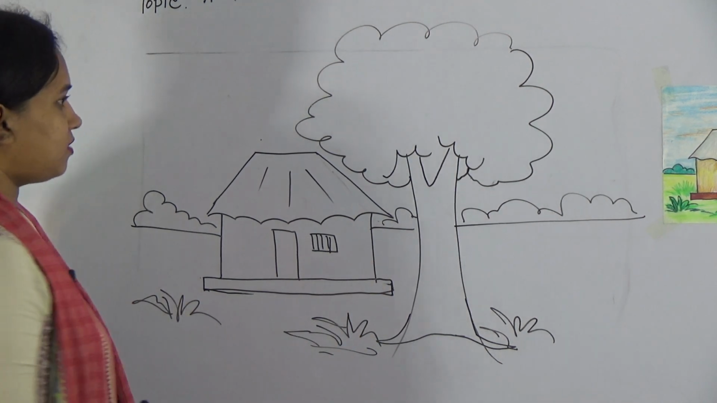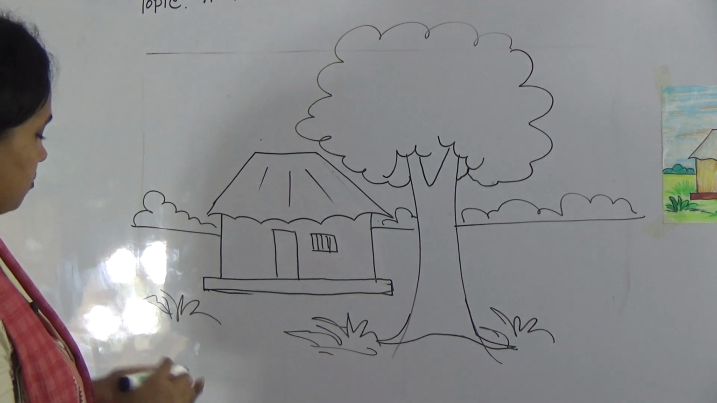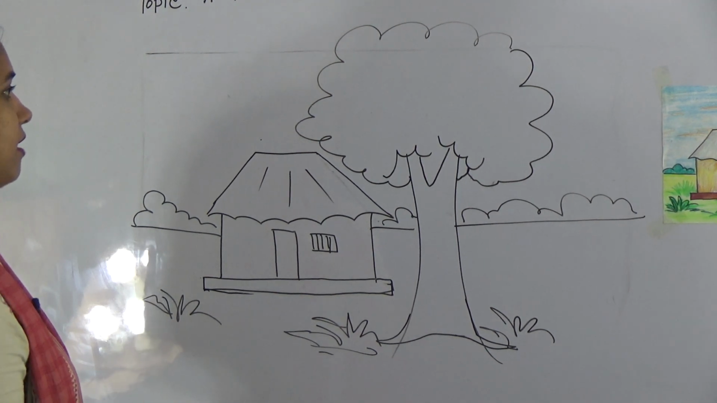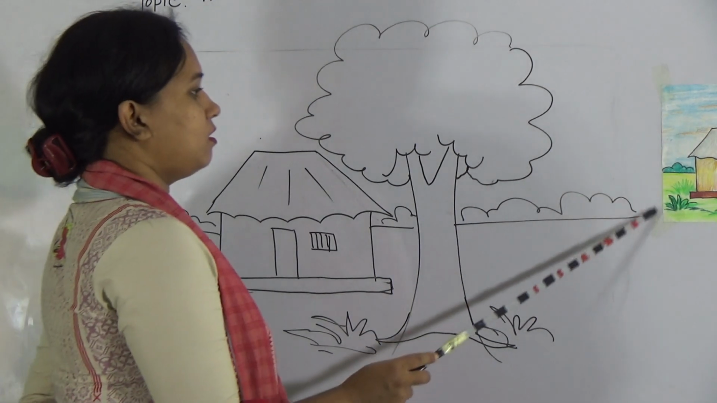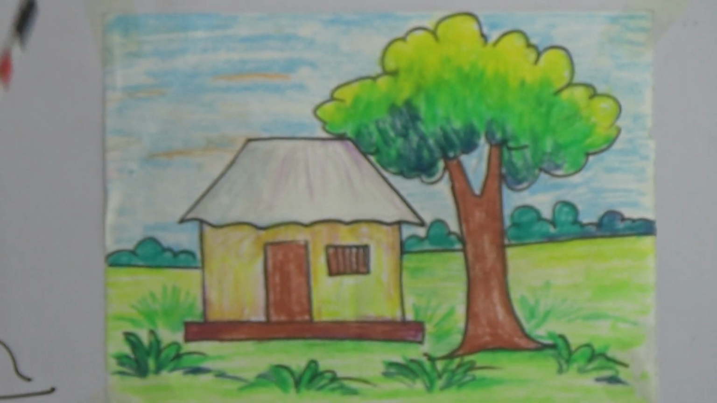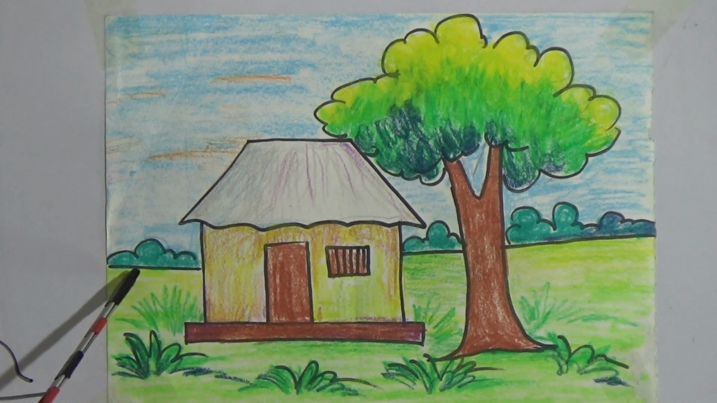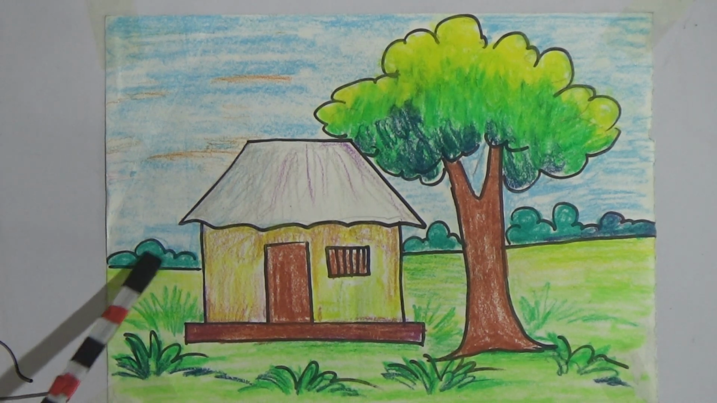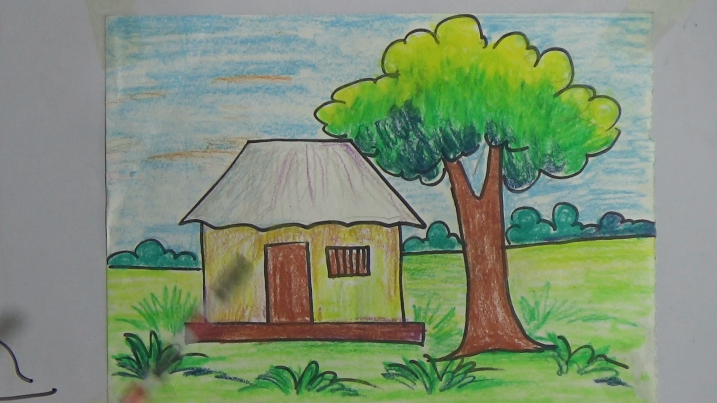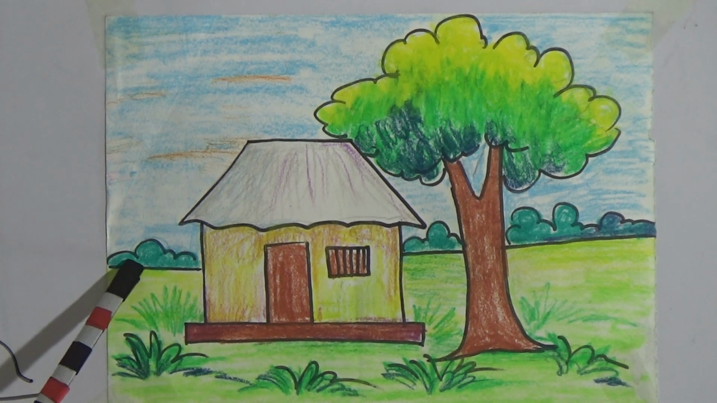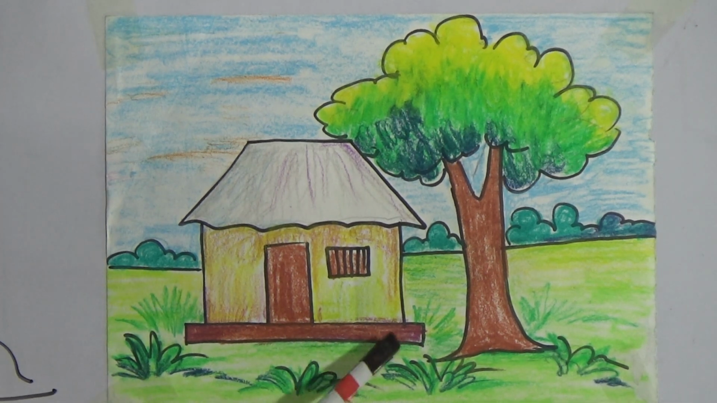Okay, now I will tell you what type of color I have used here. I have used on the sky color, that means the light blue color, and here I have used the green and lemon's middle, that means ocean green color, and this field I have used lemon green and yellow color.